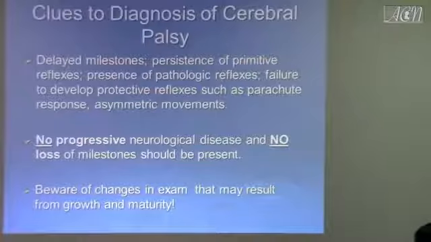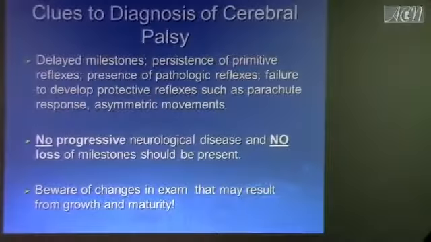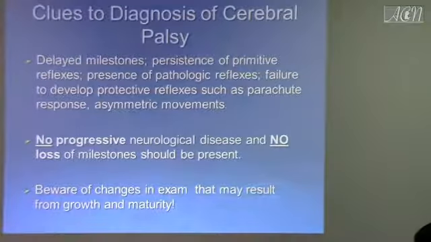Now, what are the clues to diagnosis of cerebral palsy? Delayed milestones. Usually the kids would not be meeting their milestones. Persistence of primitive reflexes. What are the primitive reflexes? You guys know? Moro, asymmetric tonic neck reflex, sucking reflex, grasp reflex, rooting reflex, startle reflex, and failure to develop protective reflexes such as parachute response, or asymmetric movement. We love asymmetry in neurology. People who are symmetrical are not really exciting for us. If people are skewed or asymmetrical, we love them because we know where to go, right?